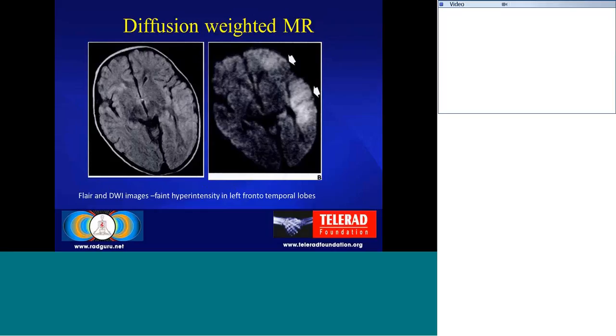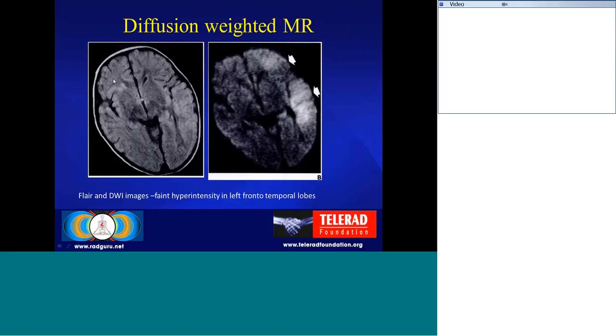So coming to the MRI, the most sensitive MR imaging modality for herpes simplex encephalitis is diffusion weighted MRI. Next come the FLAIR images. Next come the T2 and proton density weighted images, and T1 weighted images are used only for detecting complications like petechial hemorrhage or encephalomalacia, and gradient echo images are used when there are concomitant hemorrhages. There will be blooming on gradient echo images.